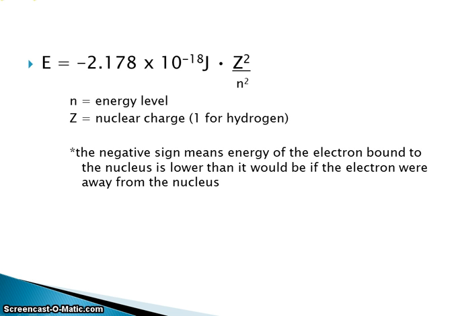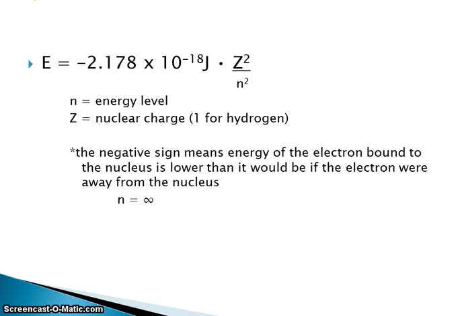Now, one thing in particular we want to look at in this equation is the fact that we've got a negative sign in front of our constant. And what that negative sign means is that the energy of an electron bound to the nucleus is lower than it would be if the electron were away from the nucleus. So in other words, energy has to be added in order for electrons to move farther and farther away from the nucleus. And energy is given off or emitted as electrons fall back down closer to the nucleus to their ground state.